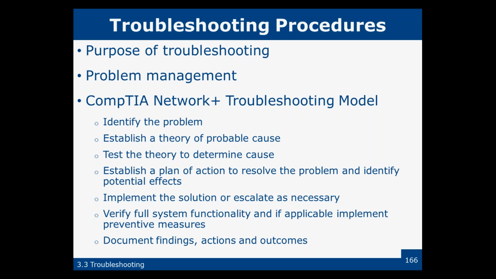And to do that, they talk about problem management, but the CompTIA networking model is: 1, identify the problem, establish a theory of probable cause. Now, you're going to have to probably do some things in the interim to establish the theory, do some what's going on here, what's going on there.